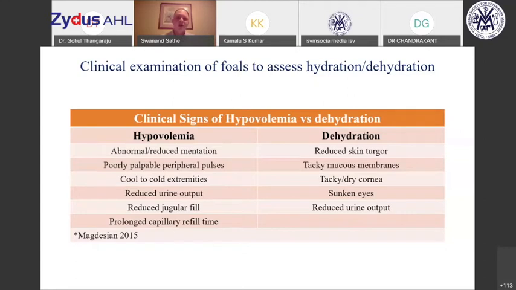In moderate to severe cases of dehydration, you might get a reduced skin turgor or skin tenting. You can get tacky mucous membranes, dry corneas, sunken eyes. Sometimes these foals almost look like they have entropion bilaterally because of those sunken eyes, and of course, reduced urine output.